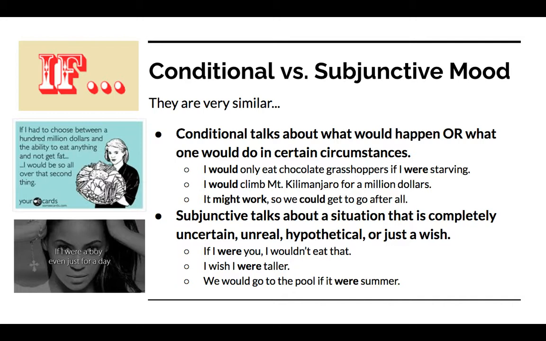The conditional mood talks about what would happen or what one would do in certain circumstances. So this is a mood that's talking about something that could happen. It hasn't. It is a hypothetical, but it technically could happen. Let's look at our first example: I would only eat chocolate grasshoppers if I were starving. So you have your conditional verbs here, would and were.